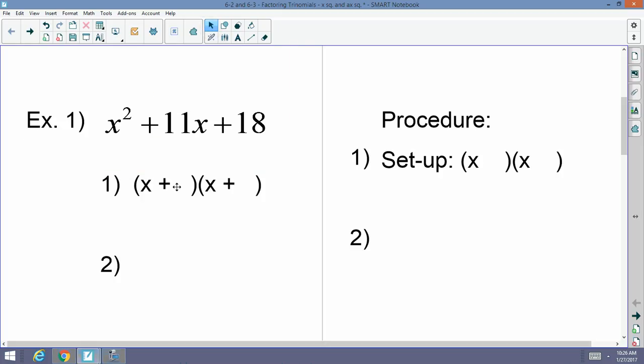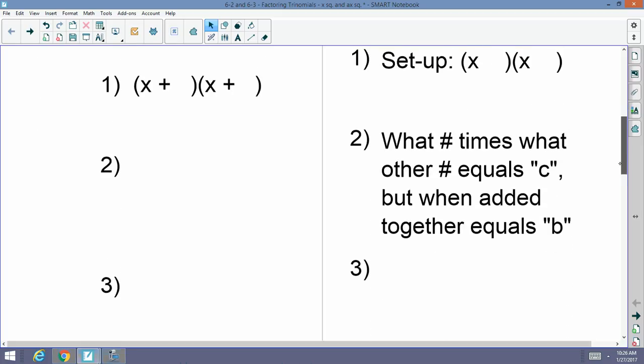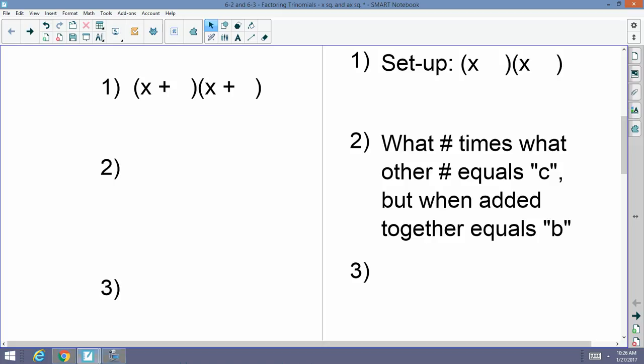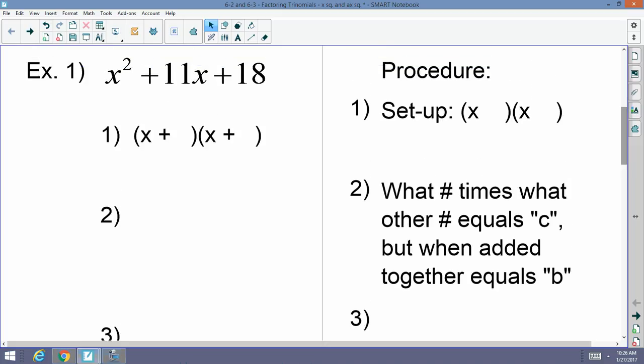Now, number 2, very important question. What number times what other number equals the c value, but when added together equals b? That's a very important question, and you got to learn how to ask yourself that. What times what equals 18 in this case, but when added together is 11?